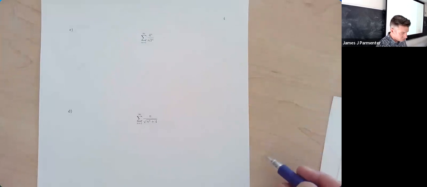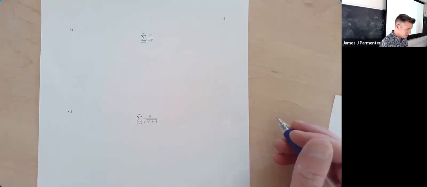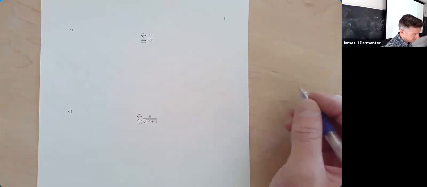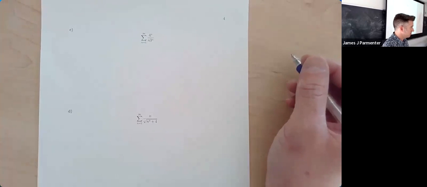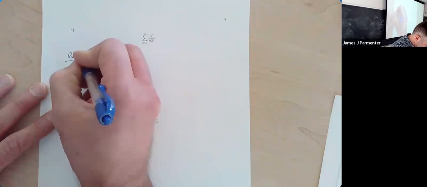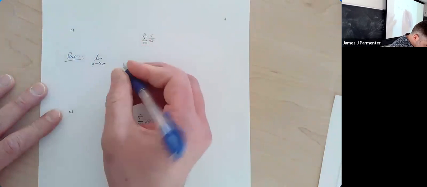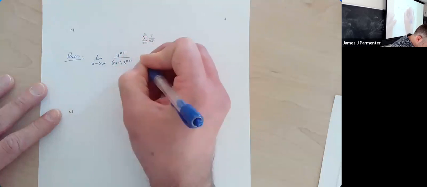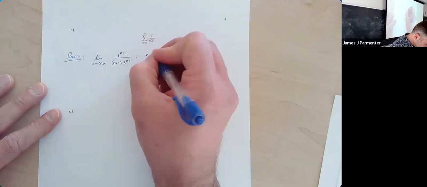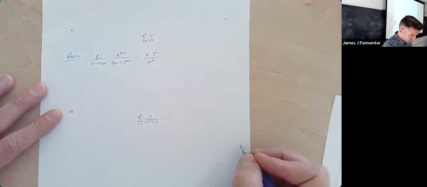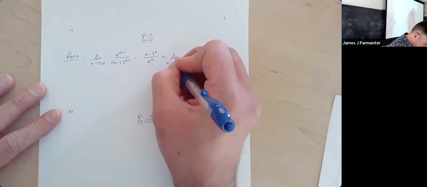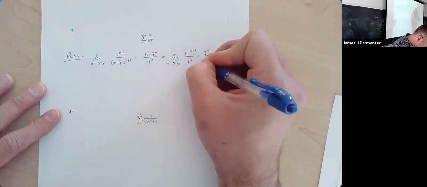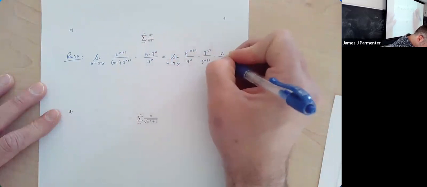All right, here's another one that is screaming ratio test. Maybe you could even use the root test, but I almost always use the ratio test instead of the root test, unless it's specifically everything is raised to the nth power. So I would use ratio, and I would say limit as n goes to infinity of 4 to the n plus 1 over n plus 1 times 3 to the n plus 1, times the reciprocal of that, which is n times 3 to the n over 4 to the n. Group like things together. So you have 4 to the n plus 1 over 4 to the n, 3 to the n over 3 to the n plus 1, and n over n plus 1.